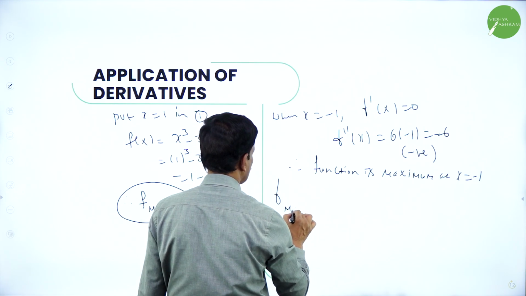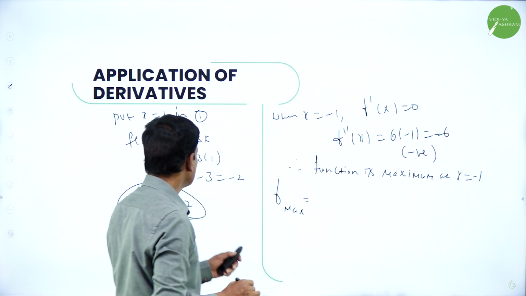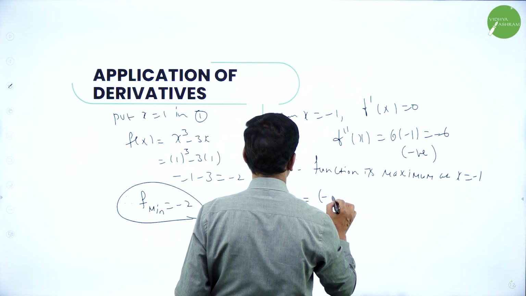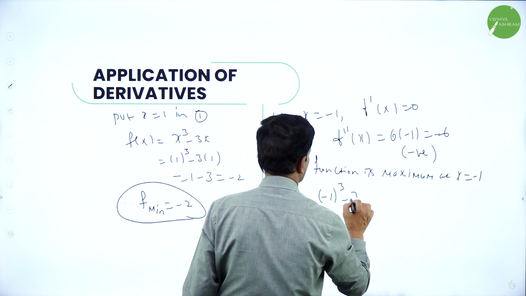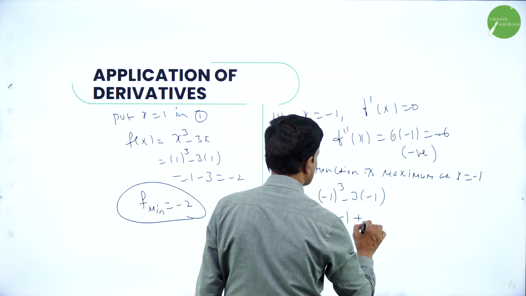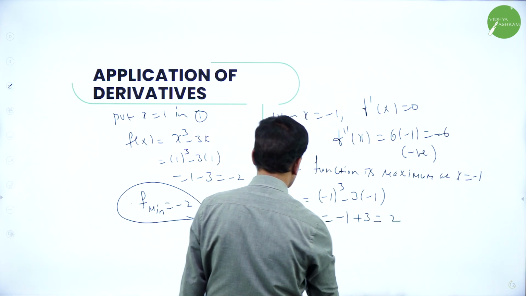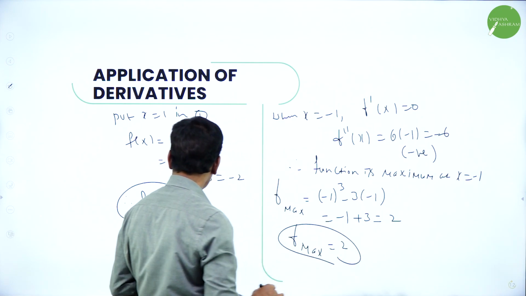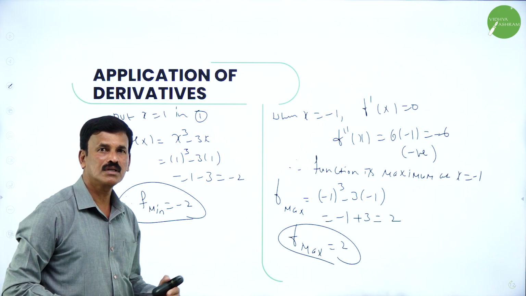So therefore f maximum value can be obtained by putting x is equal to minus 1 in equation number 1. So this is minus 1 whole cube minus 3 into minus 1. Minus 1 whole cube is minus 1, minus into minus plus 3, minus 1 plus 3 is 2. So f maximum is equal to plus 2. So the minimum value is minus 2 and maximum value is plus 2.